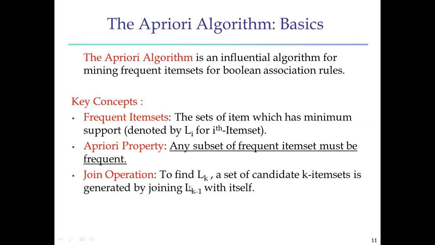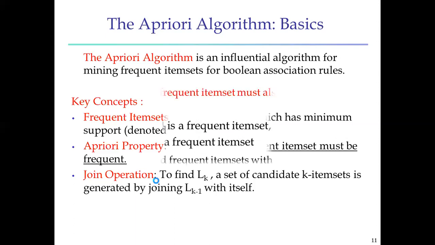Next is the join operation. To find Lk, a set of candidate k item sets is generated by joining Lk minus 1 with itself. So suppose you want to compute the join operation for capital L2, then we need L1 join with L1. For L3, it is L2 join with L2. So: frequent item sets, the a priori property, and the join operation.